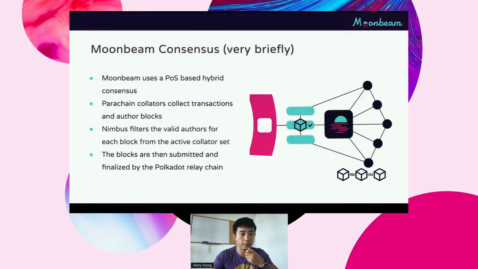Basically how it works is that parachain collators collect transactions, and then they author blocks. Then Nimbus will filter the valid authors for each block from the active collator set. These blocks are then submitted and finalized by the Polkadot relay chain. Nimbus is a consensus mechanism that was created specifically for parachains on Polkadot.